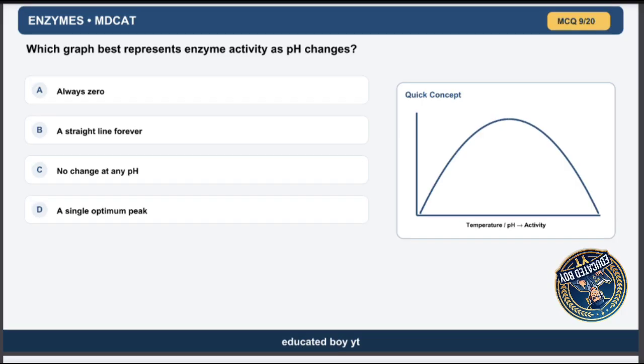Question number 9. Which graph best represents enzyme activity as pH changes? Option A, always 0. Option B, straight line forever. Option C, no change at any pH. Option D, a single optimum peak. Right option is option D. Option D is correct, a single optimum peak.